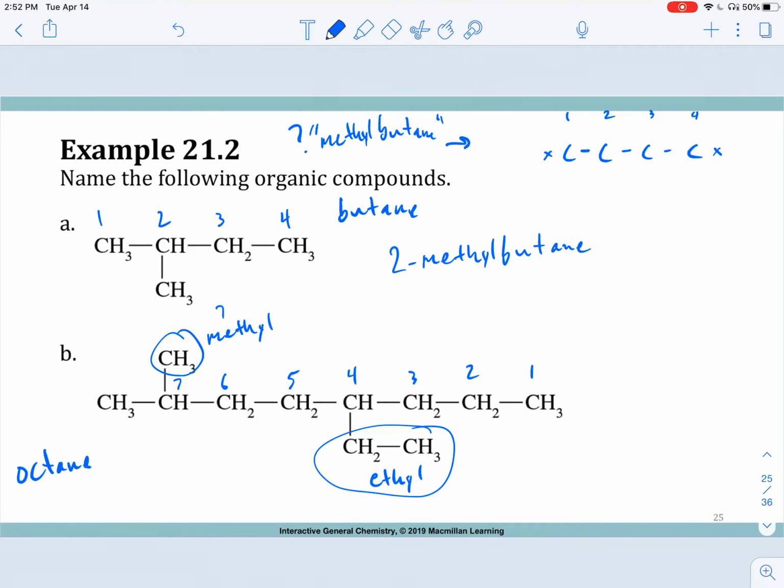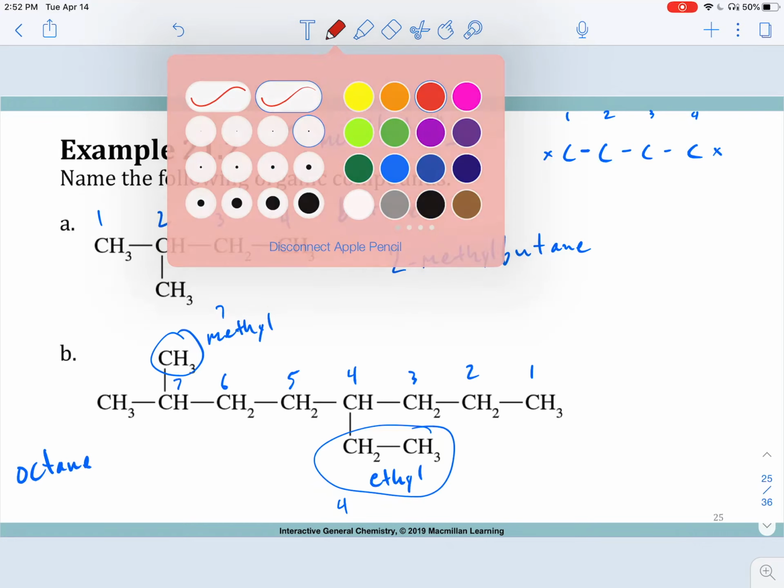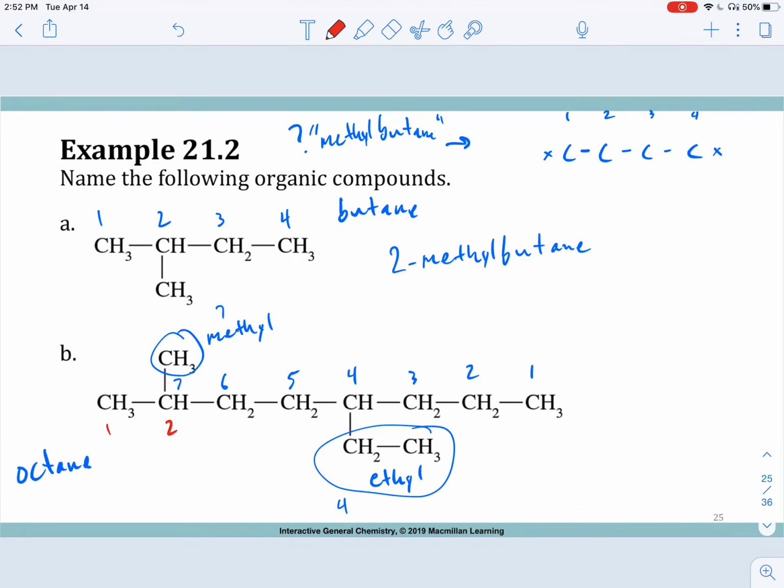If I go the other way, though, let's do a different color. 1, 2. That means I've got a 2-methyl now. 3, 4, 5. And now I've got a 5-ethyl. So 2 and 5, that's the way I would want to number this, not 4 and 7. Subtle, but that's the way we do this correctly. So let me erase all this.